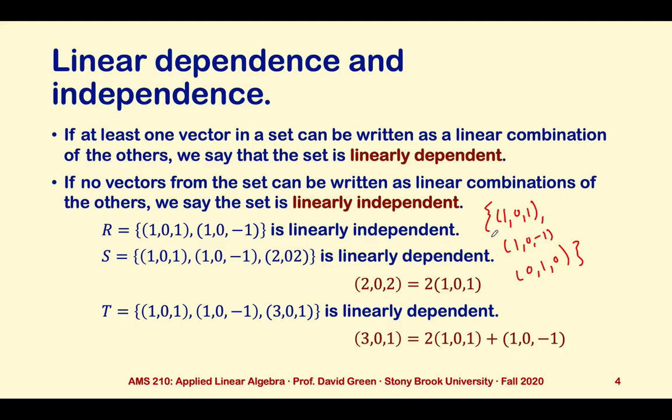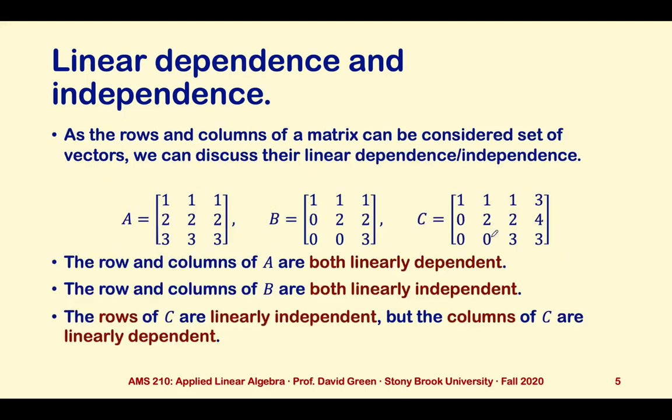So that just defines these ideas. What does it mean to be linearly dependent or independent? We've also discussed how we can consider the rows and columns of a matrix to be vectors. That means that in the context of a matrix, we can discuss whether the rows are linearly dependent or independent, and the columns are linearly dependent or independent.